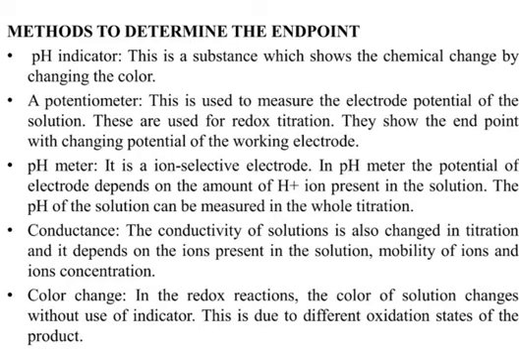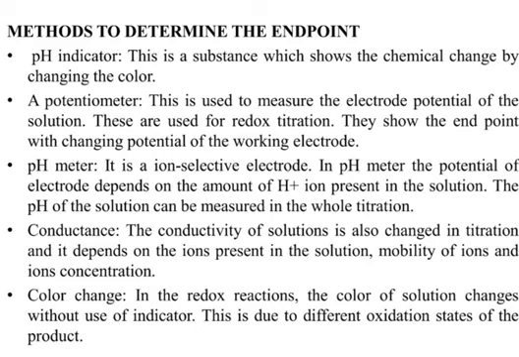Now we should know about the methods to determine the end point. First of all, pH indicator. This is a substance which shows a chemical change by changing color. Second one is a potentiometer. This is used to measure the electrode potential of the solution. These are used for redox titration. They show the end point with the changing potential of the working electrode.